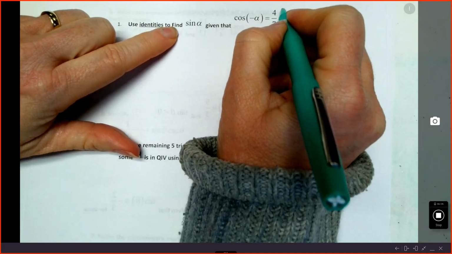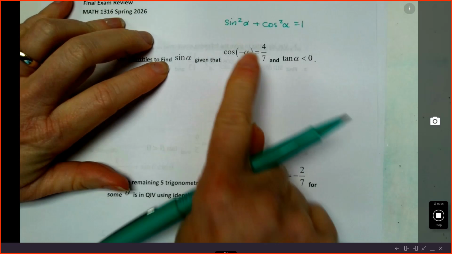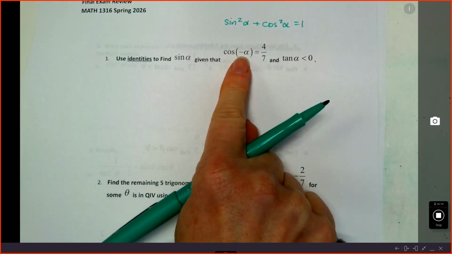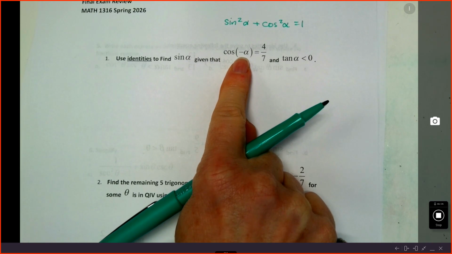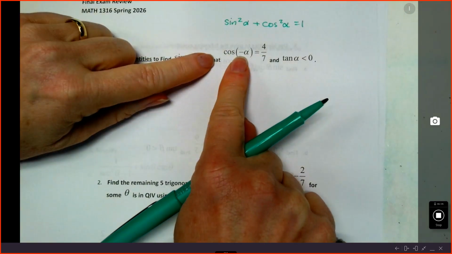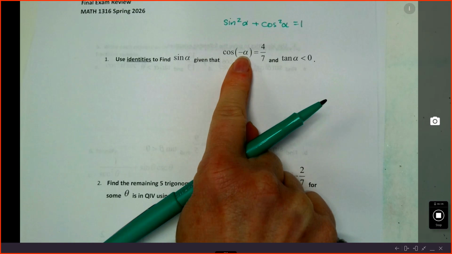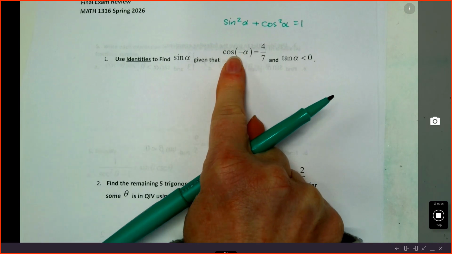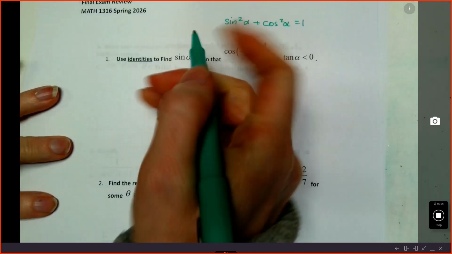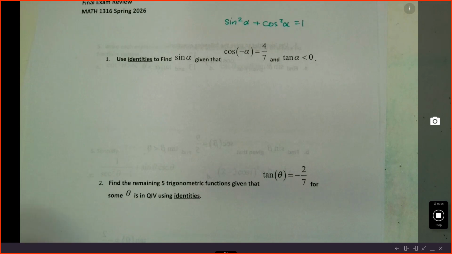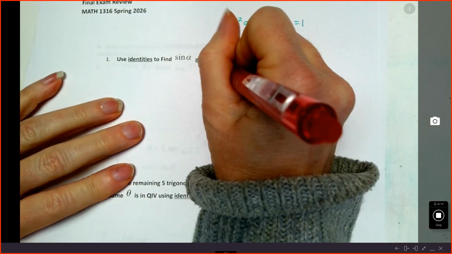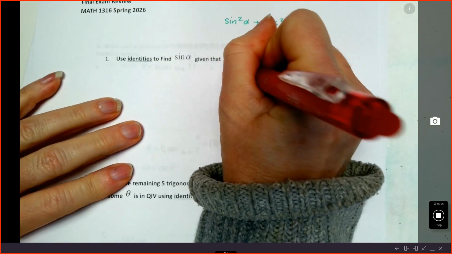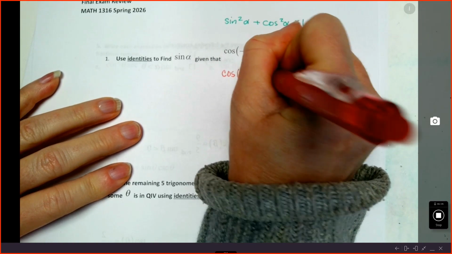But the other identity I need is when I have even and odd functions. If you have a negative inside here, I need to know what to do with it. When I have cosine of negative alpha, I can just take the negative off. If I had sine of negative alpha, I would have to change this to a negative. But cosine of negative anything just stays like it is. So that's the first thing I'm going to do, just write it as cosine of positive alpha is 4/7.